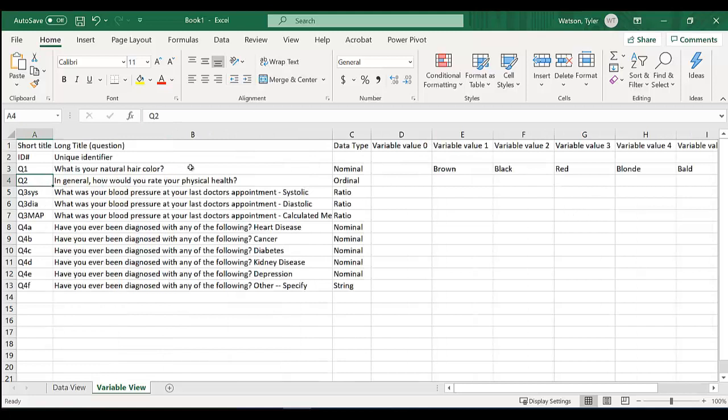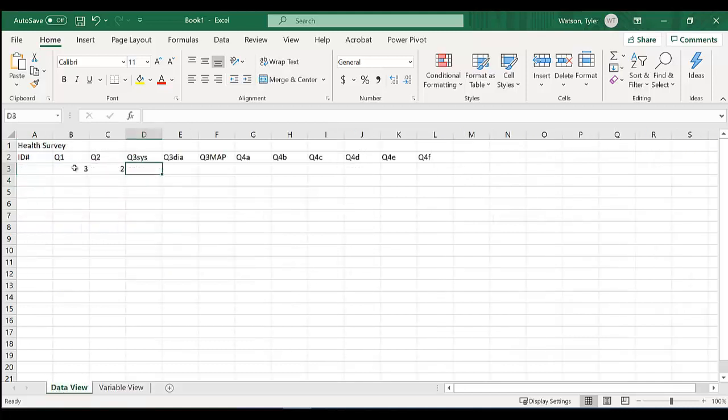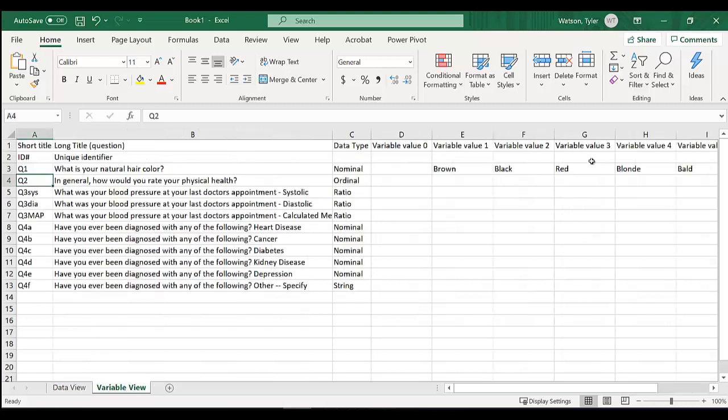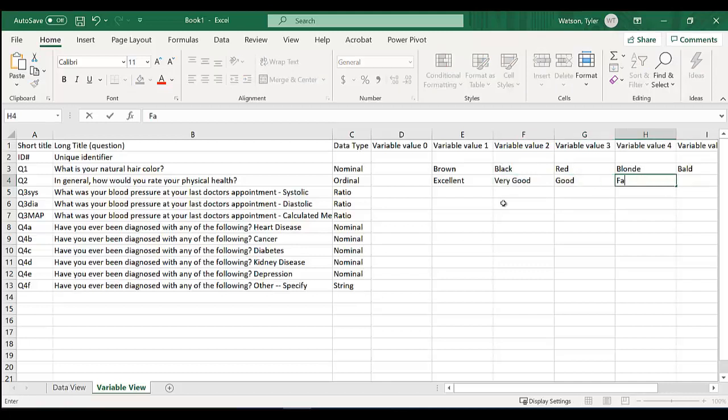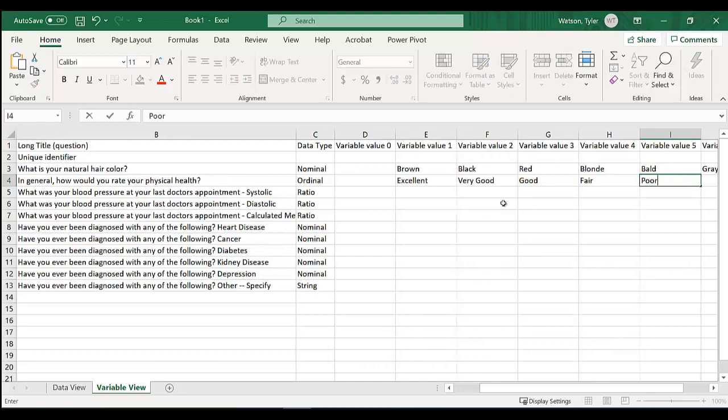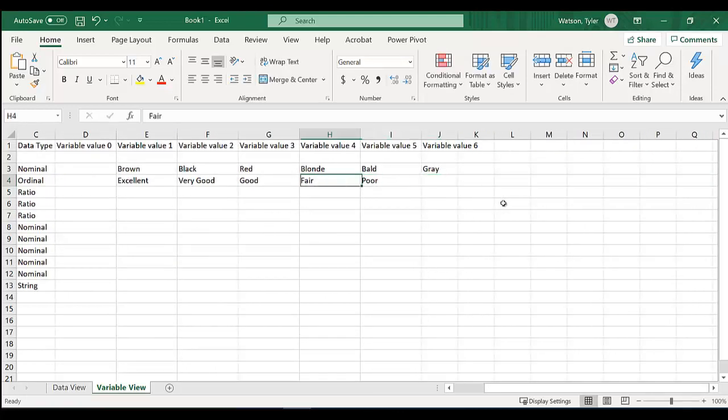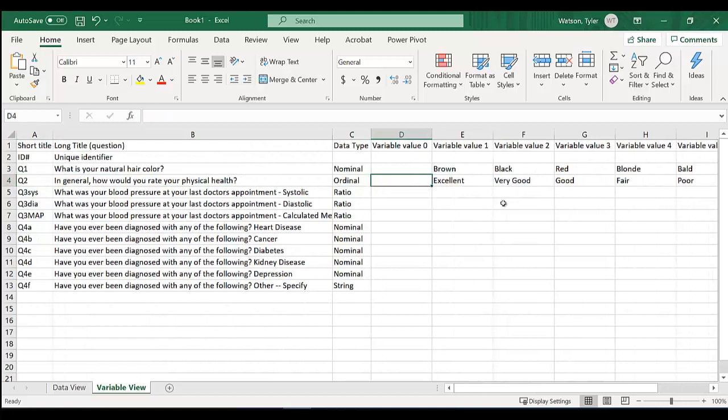And now we know when we see an answer to question 1, and we need to know what a 3 means, we can look back at the variable view, look at 3 and say that means red for question 1. For question 2, how do you rate your physical health? We had excellent, very good, good, fair, and poor. And we didn't have a 6, so there's nothing in 6. And also, in this case, we wouldn't have entered 0 because we don't have any 0 answer there.